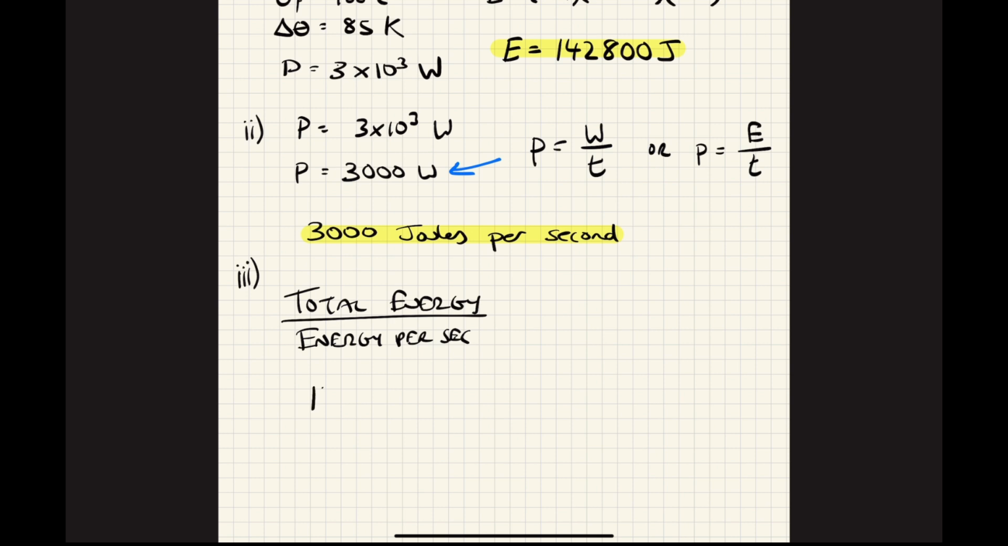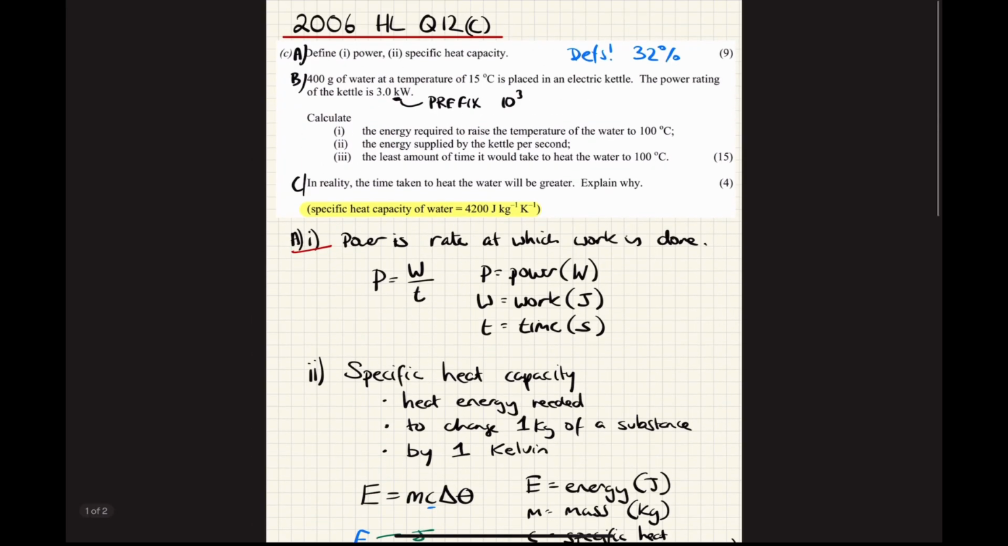So that becomes 142,800 over 3,000. So grab your calculator, plug it in, and I get that it's 47.6 seconds. That is the minimum time that would be required, the least amount of time to heat the water to 100 degrees. Okay, just have a check through that you've done everything he's asked, or they've asked, and sure enough I have.